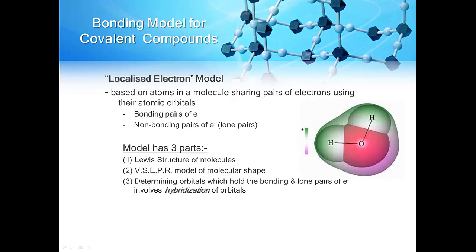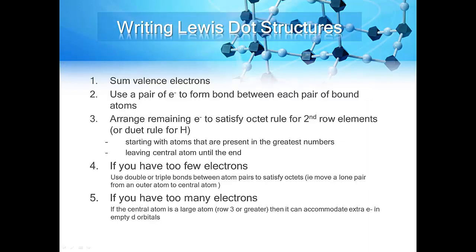Okay, let's have a look at the bonding model for covalent compounds. So we use the localized electron model. It's based on atoms in a molecule sharing pairs of electrons using their atomic orbitals. So bonding pairs of electrons and non-bonding pairs of electrons exist, and we'll discuss these later on. The model has three parts: the Lewis structure of molecules, the valence shell electron pair repulsion model of molecular shape, and determining orbitals which hold the bonding and lone pairs of electrons, which involves hybridization of orbitals. So we're going to have a look at Lewis structures, VSEPR theory, and hybridization.